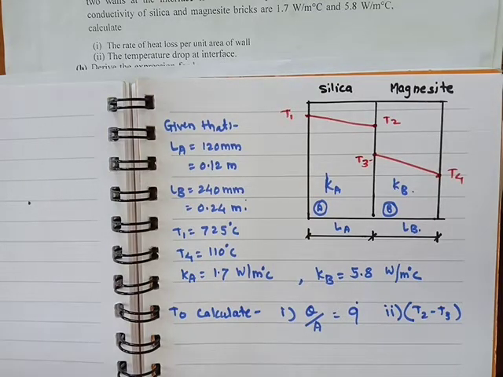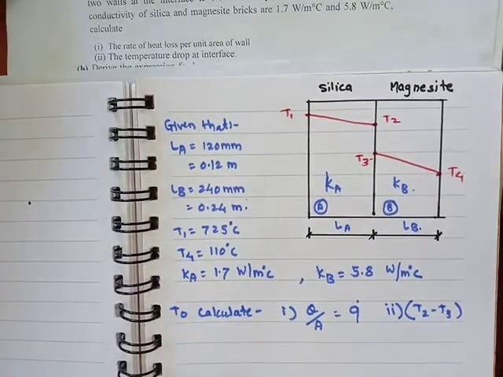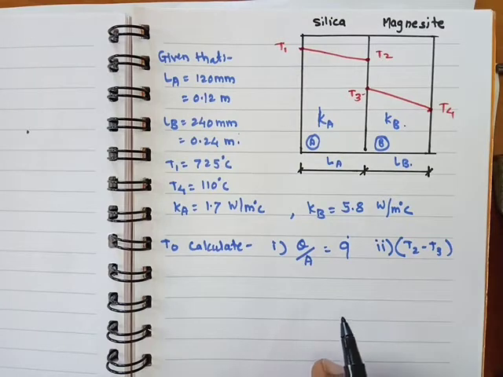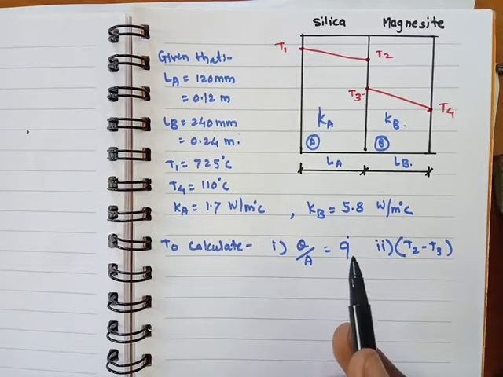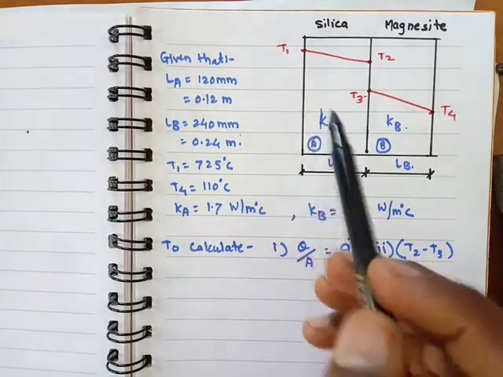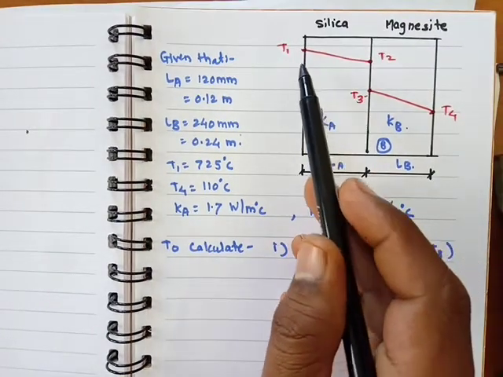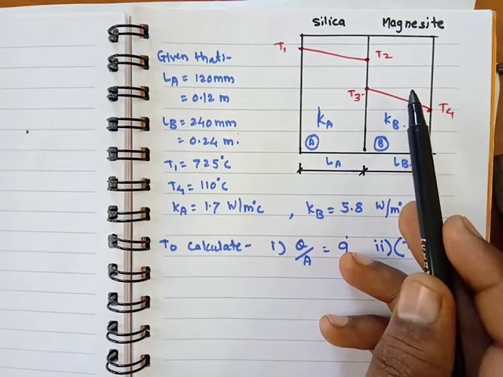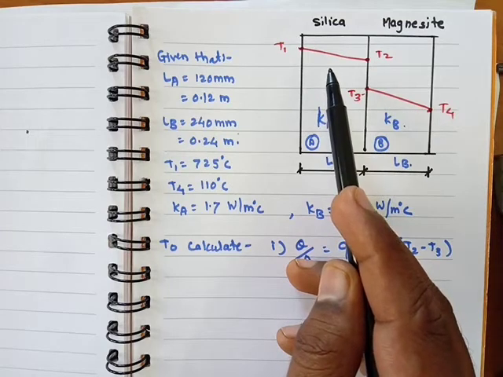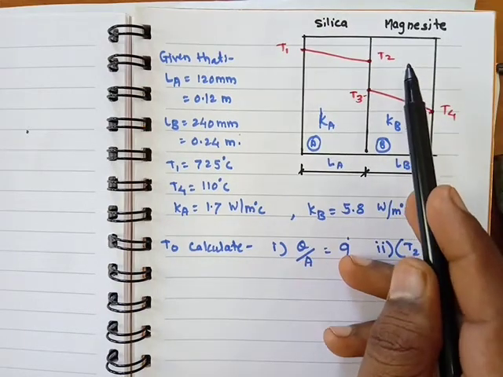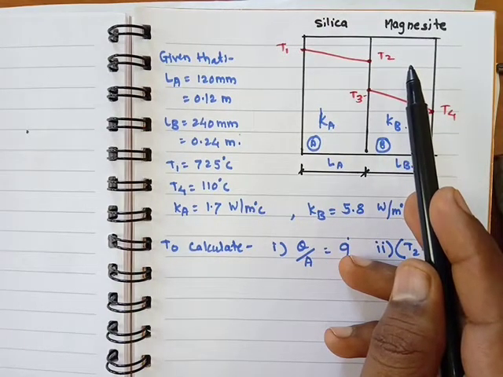Okay. Now, to solve this problem we have to draw a thermal network for this given figure. If you see, in the first material heat transfer is by conduction, and in the second material heat transfer is also by conduction. So that means the first material gives some resistance to the heat transfer, and the magnesite material also gives some resistance to the heat transfer.